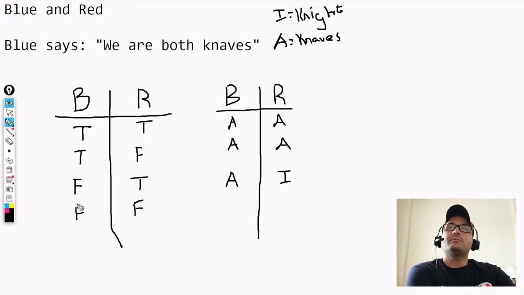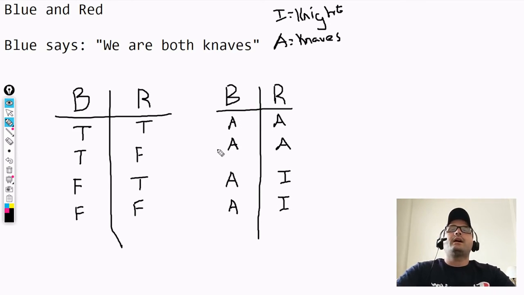And then on this bottom statement, we have we are both knaves. That would make him lying, so that would make him a knave. And then false would be we are both knaves, so that would make red a knave because red would also be lying. Oh, I'm sorry, that would make red a knight, just like it was before.